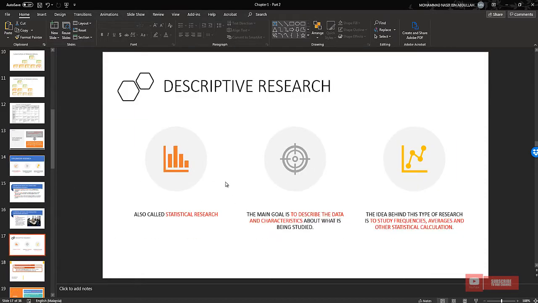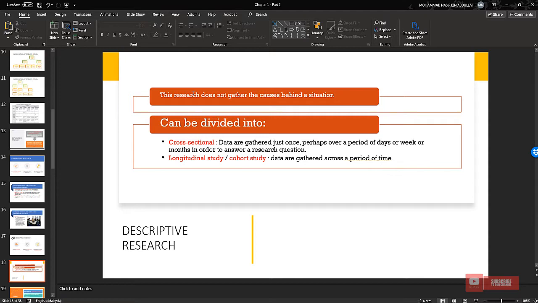Right. Descriptive research is also called statistical research. The main goal is to describe the data and characteristics of what is being studied. The idea behind this type of research is to study the frequency, average, and other statistical calculations. We can find the relationship between variable A and variable B. We can find the correlation. We can find the prediction of the variable, right? So this research does not gather the cause behind the situation. We just find, basically this is still under exploratory research and is more into causal research.